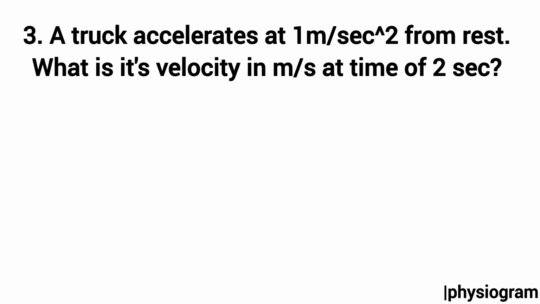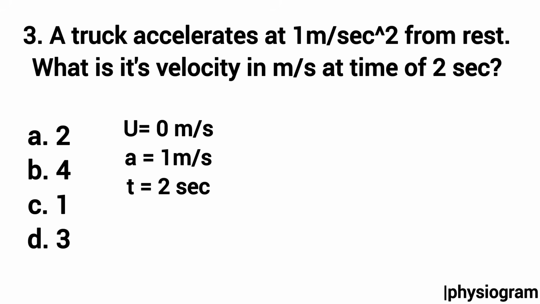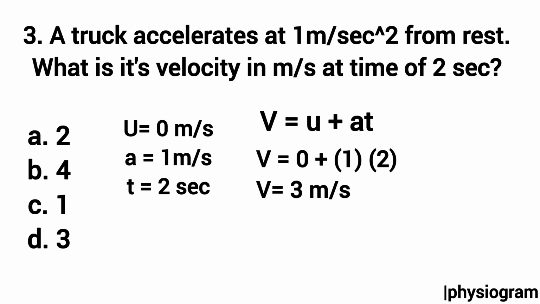So question number 3 is, a truck accelerates at 1 meter per second square from rest. What is its velocity in meter per second at a time of 2 seconds? So the options are 2, 4, 1, 3. So given here our initial velocity u equals to 0 meter per second, that is truck starts from rest, then acceleration a is 1 meter per second square and time t is 2 seconds. Formula to find the velocity after time t is v equals to u plus at. Now the calculation is v equals to 0 plus 1 into 2, so the final answer will be 2. The velocity of the truck after 2 seconds will be here 2 meter per second. So the correct answer will be option number A, that is 2.